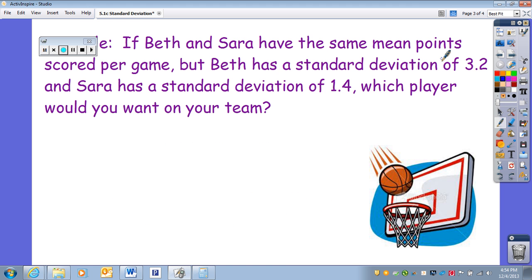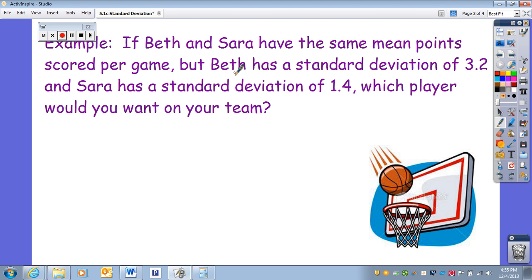Let's look at an example. If Sarah and Beth have the same mean points, that means they have the same average points scored per game, but Beth has a standard deviation of 3.2 and Sarah has a standard deviation of 1.4. Which player would you want on your team?